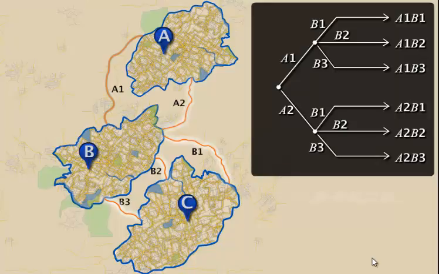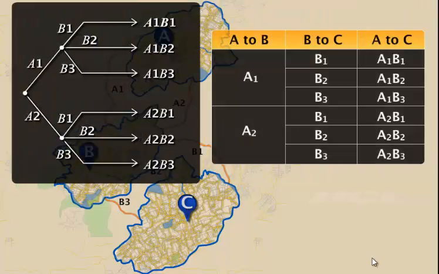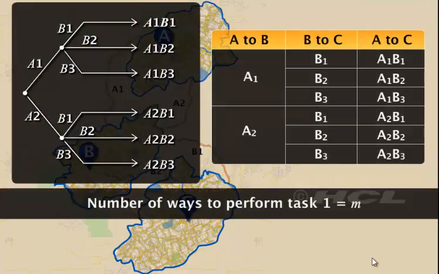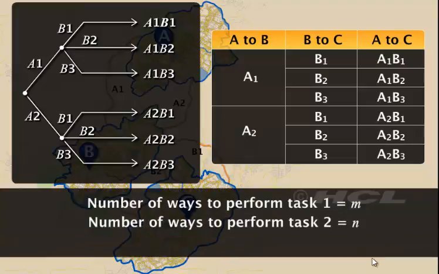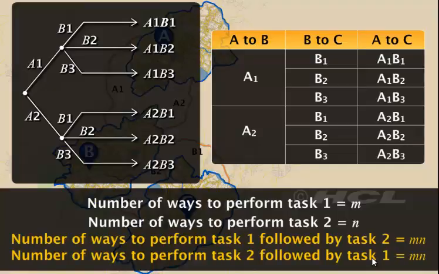Here, the journey will be completed only if both the subtasks are completed. Therefore, there are 6 ways in all to travel from City A to City C. We can also check this using a table as shown. When there are m ways to perform a task and there are n ways to perform another task, the total number of ways to perform both the tasks, one followed by the other, is equal to m times n. Notice that the order of the tasks is immaterial when finding the total number of ways.